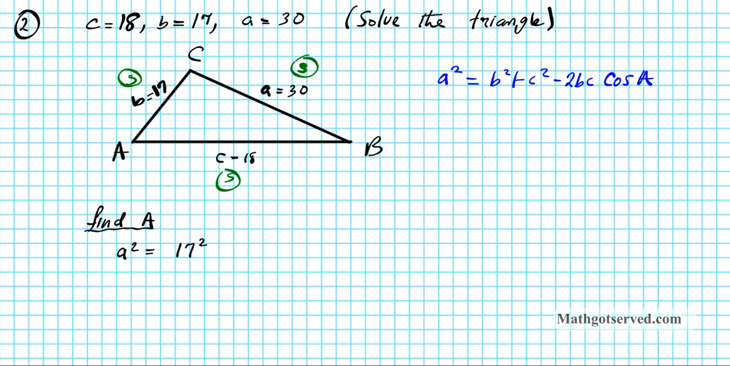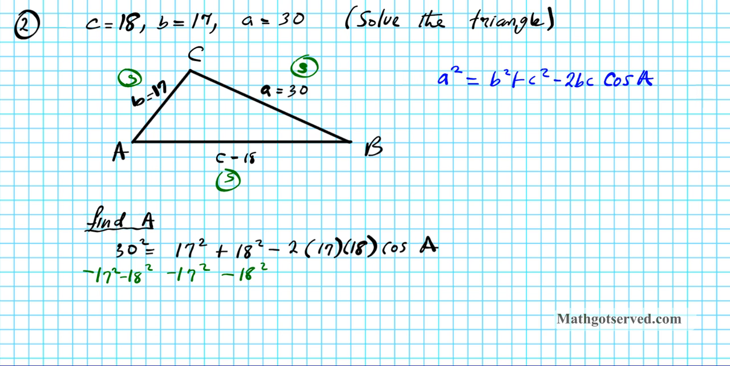Actually, we already know what A is. A is 30, right? So let's put that in. So we'll have A squared, 30 squared, is equal to 17 squared plus 18 squared minus 2 times 17 times 18 cosine A. All right. To get cosine A isolated, let's subtract 17 squared and 18 squared from both sides.